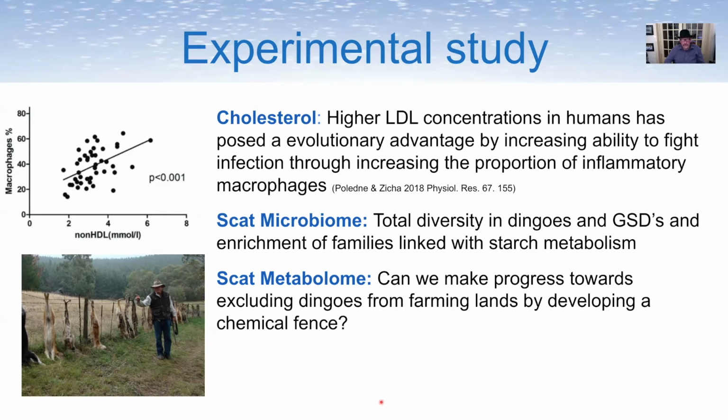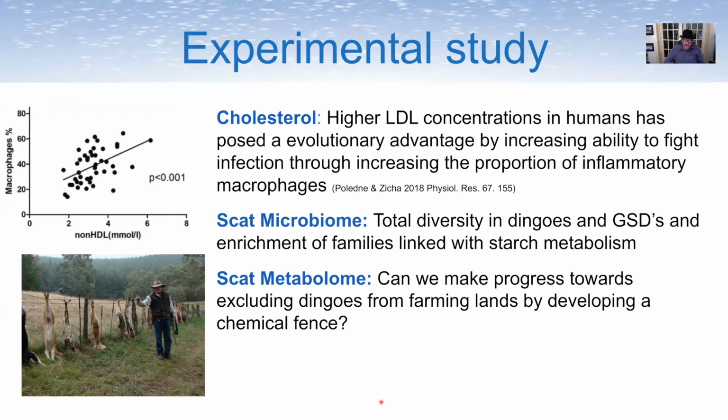We then wanted to look at the scat microbiome. We looked at the total diversity in dingoes and German Shepherds, and we also looked at enrichment of families linked with starch metabolism. Finally, I'm going to talk a little bit about the scat metabolome.